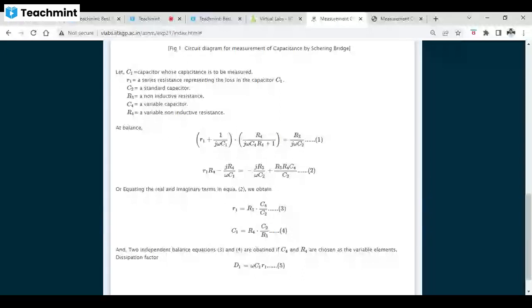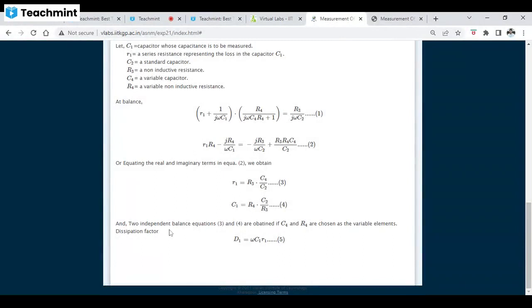Now, this is the equation, and another is the dissipation factor of a capacitor. Actually, it is the power loss. When an AC voltage is applied through the capacitor, the power is either absorbed by the dielectric material or internal resistance. So the dissipation factor is denoted by D1, which equals omega C1 R1. So we know the value of the unknown R1 and C1. Now we get the value of D1.